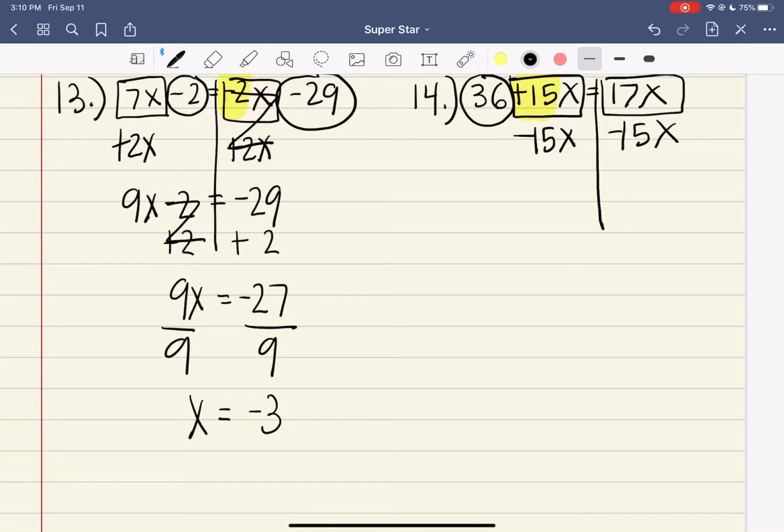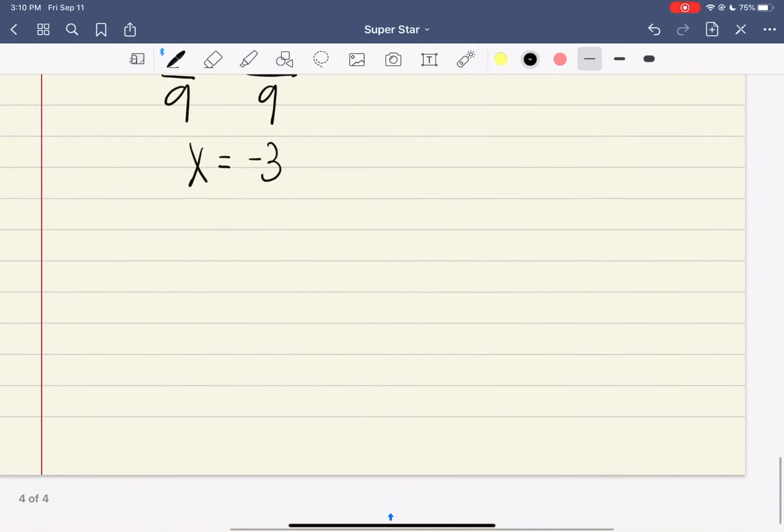All right, we'll be left with a 0 here, and now we have 36 equals 2x. Divide both sides by 2. We'll be left with 1 over here, and x will equal 18. All righty.